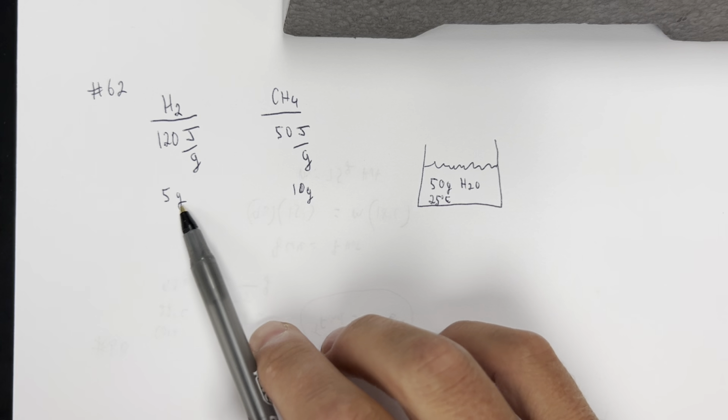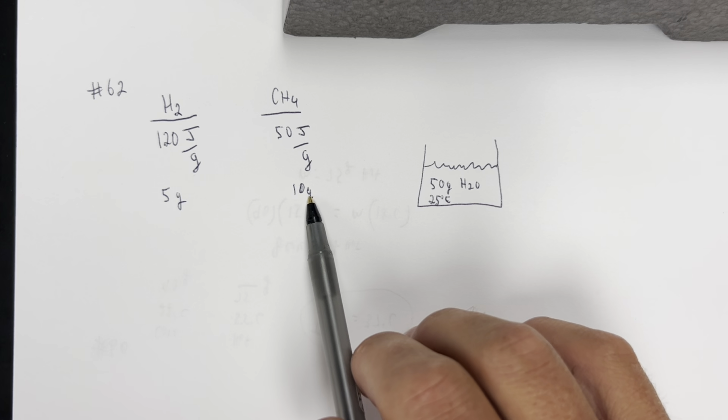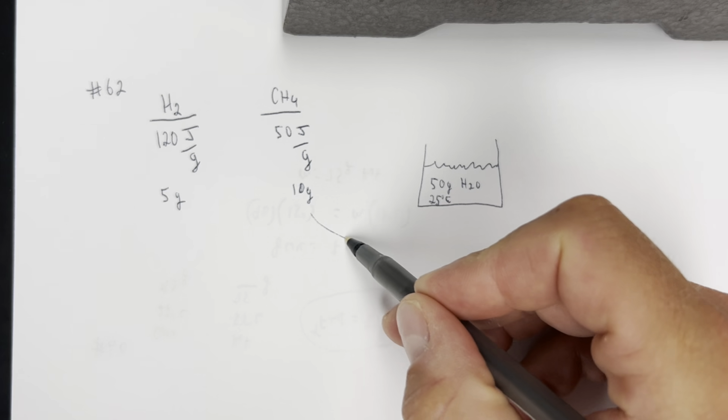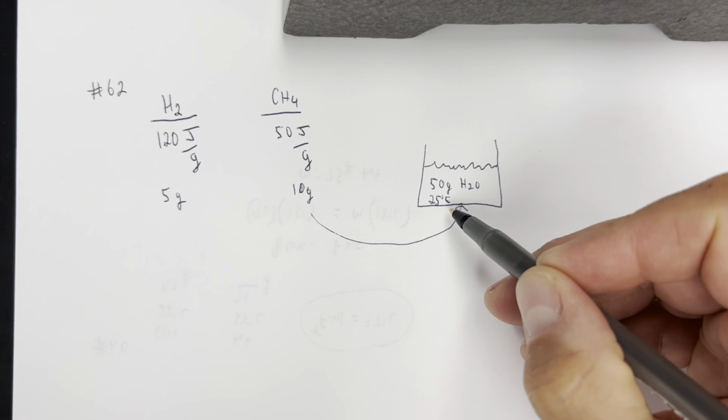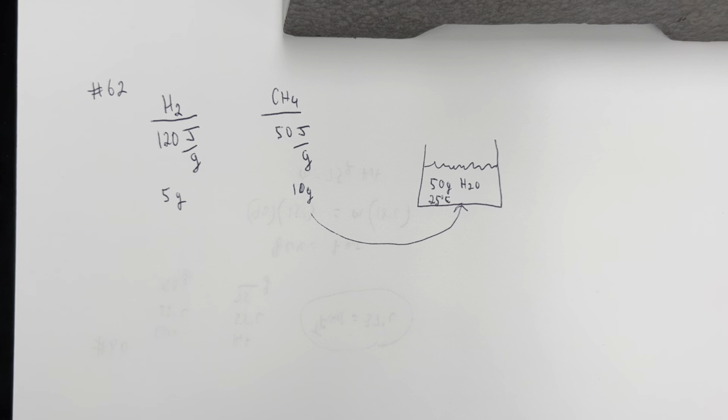It says, okay, if you burn 5 grams of hydrogen and 10 grams of methane, and the heat from those two things is transferred into 50 grams of water at 25 degrees Celsius, what's the final temperature of the water going to be? So the water temperature is obviously going to go up.